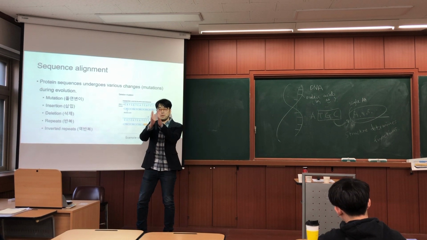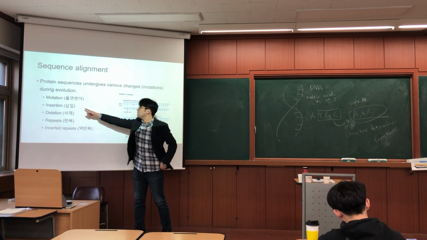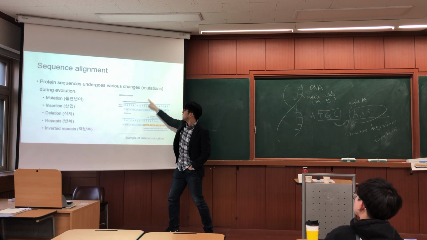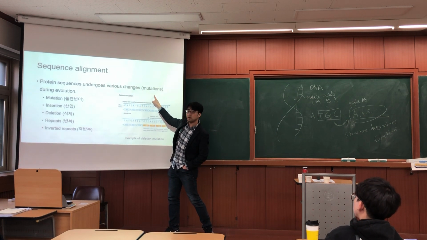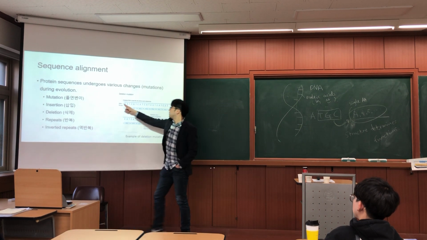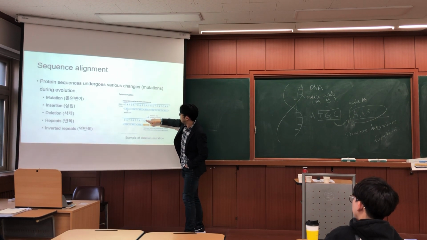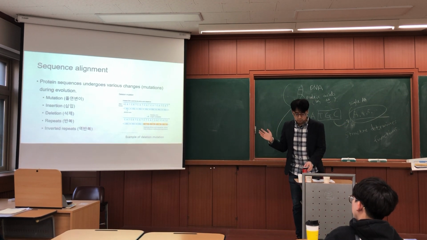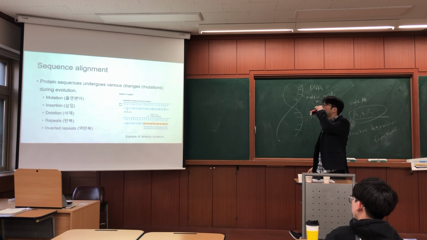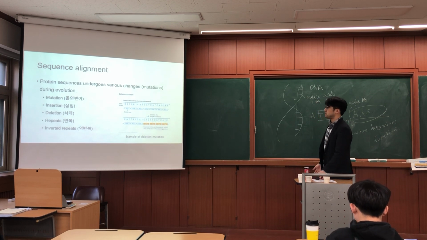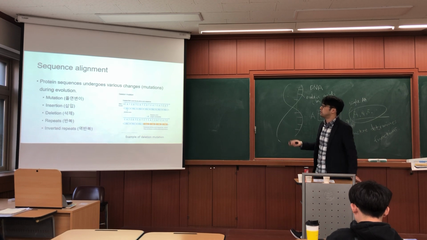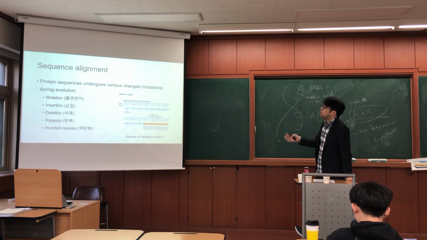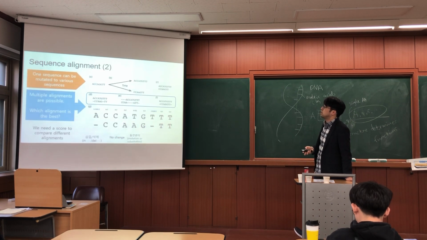The mutation means one amino acid is changed to another, and insertion means that when there's a sequence, one amino acid can be inserted in the middle of the sequence. Or deletion means that from this sequence, one amino acid may be deleted in the middle. So all kinds of mutations can happen. These mutations are the origin of evolution, and that's why different organisms have different proteins.